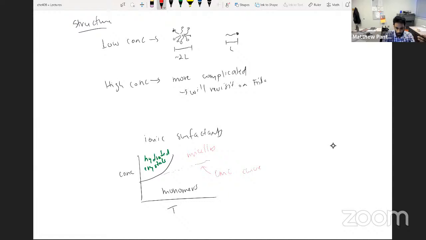So again, this has some similarities to something like the triple point. You've seen these phase diagrams, you have a place where all these phases meet at some temperature. Instead of pressure, we have concentration.